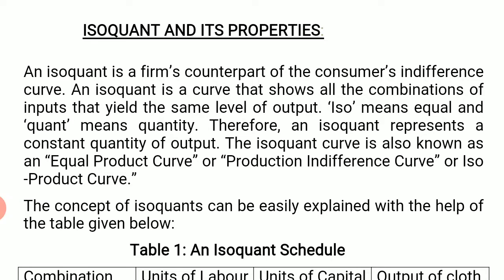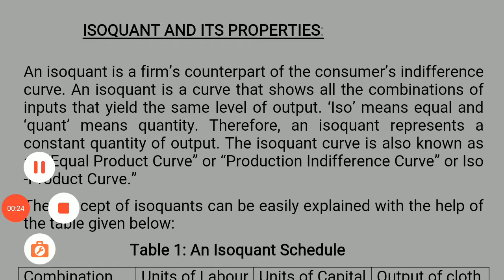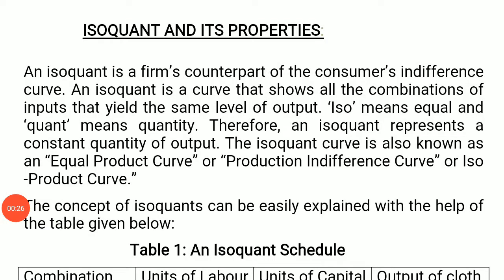The topic is isoquant and its properties. What is an isoquant and what are different properties of isoquants? Firstly, what is isoquant? Isoquant is a firm's counterpart of the consumer indifference curve. An isoquant is a curve that shows all the combinations of inputs that yield the same level of output.